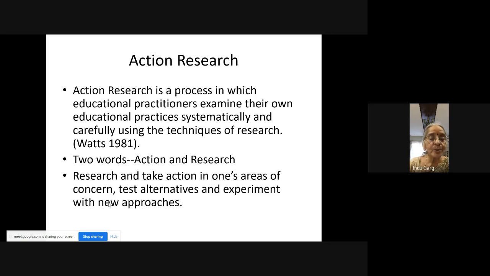And look at the two words that are used, action and research. So please research and then take action in whichever area of concern it is. Not only that, you can test or try out alternatives also. You can keep doing experiments with your class and your students and keep trying newer and newer approaches.